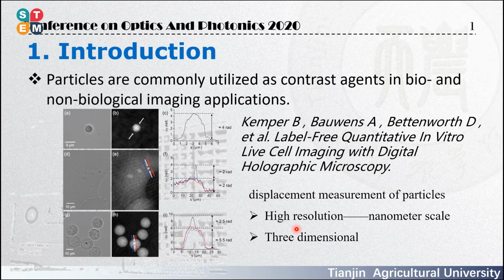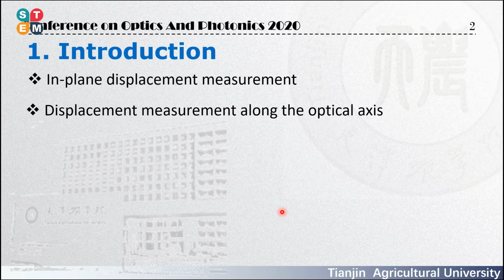We need to measure the displacement with high resolution. For the geometric size of a given particle may lie at micro or even nanometer scale, so the high resolution is required, mainly nanometer scale. And three-dimensional measurement is also important, which can be divided into 2 questions about in-plane displacement measurement and along the optical axis displacement measurement.